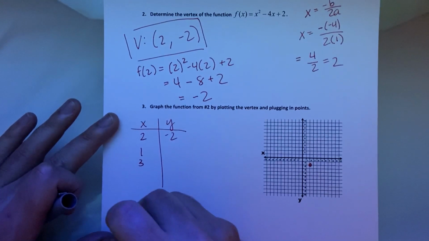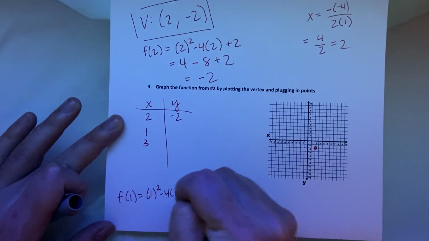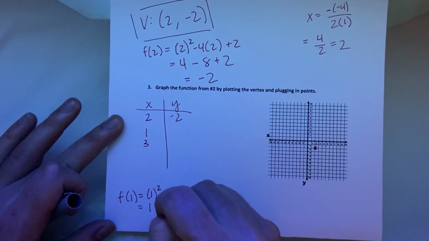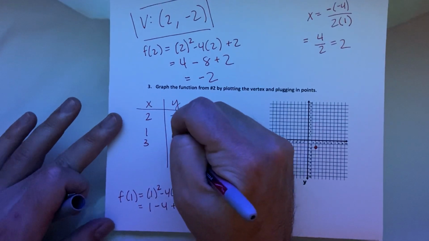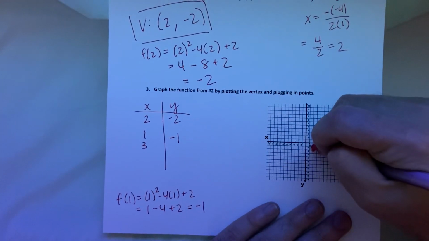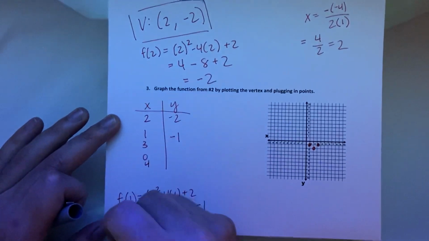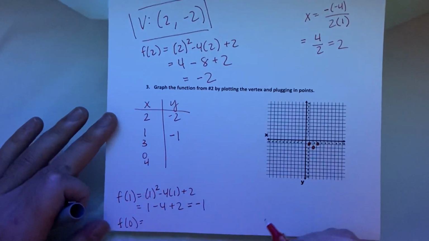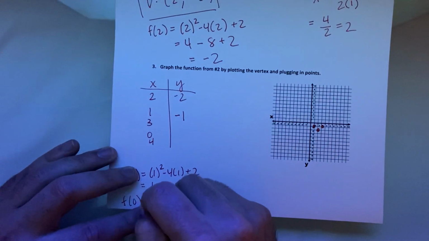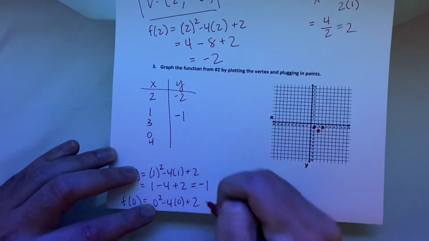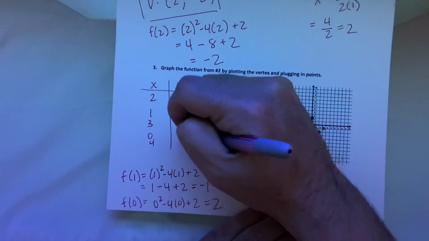So let's plug in f of 1, is 1 squared minus 4 times 1 plus 2. 1 minus 4 plus 2, which is negative 1. So 1 and 3 both go to negative 1. Let's plug in 0 and 4. F of 0, we know when we plug in 0, all of the x's are going to disappear. So 0 squared minus 4 times 0 plus 2 is just 2. So we have 0, 2. That means we also have 4, 2.